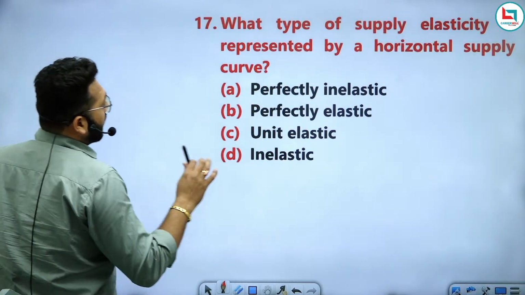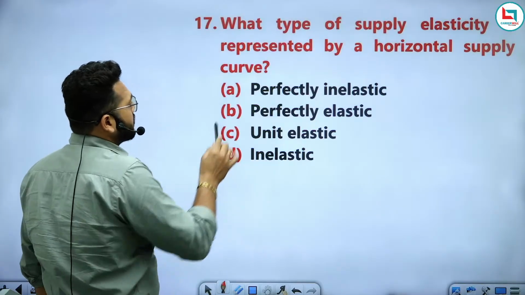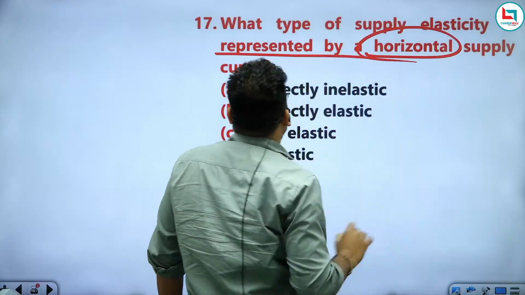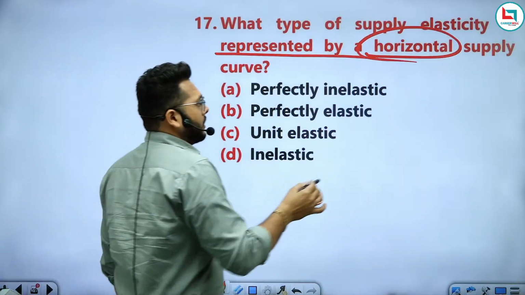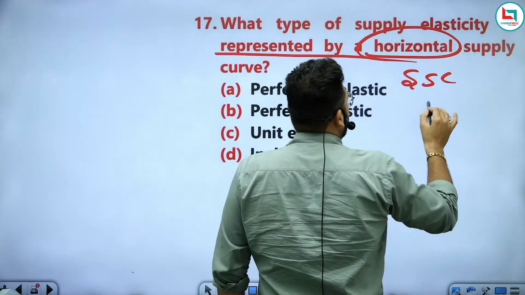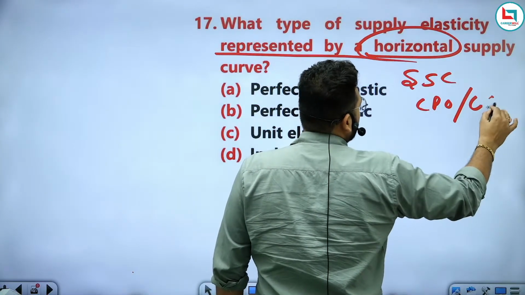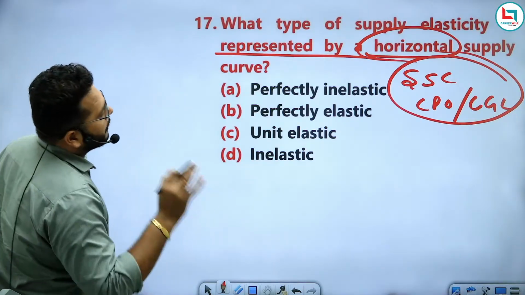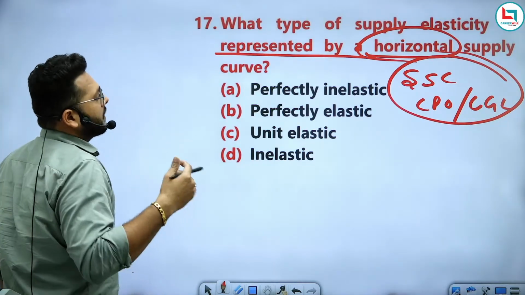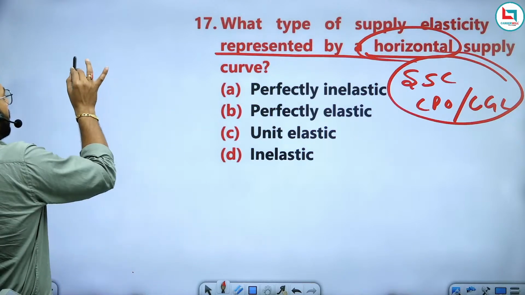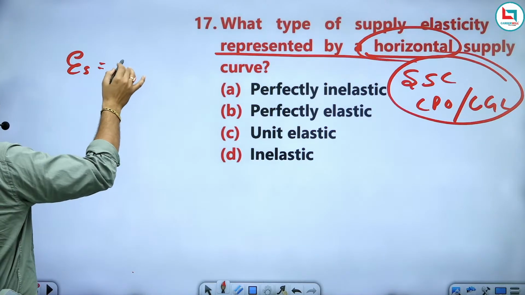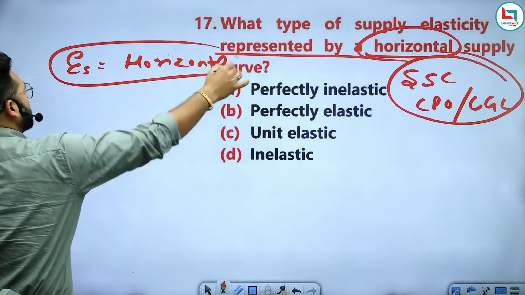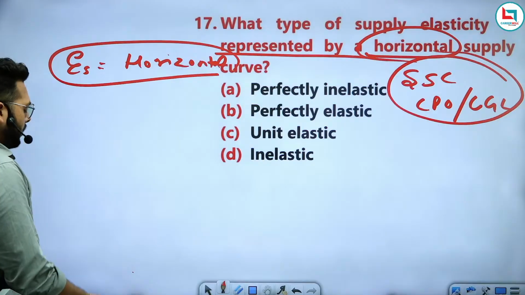Next, what type of supply elasticity is represented by a horizontal supply curve? This question has already been asked in SSC, CPO, and CGL. First of all, you need to understand what horizontal means.